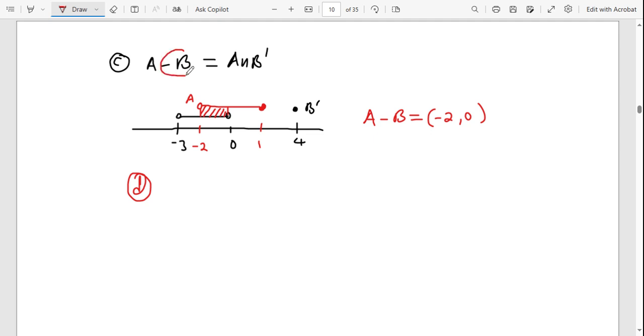So it's A intersection B complement. It's just the part that has the negative where you put a complement. So A minus B is A intersection B complement. That's okay?